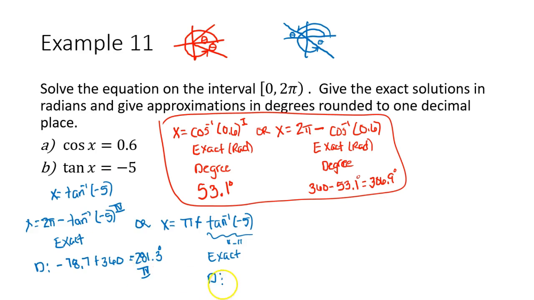And then I need to figure out my quadrant 2 angle. Remember, we said we were just going to add pi to whatever that angle was. Well, since we're in degrees, we're going to add 180 plus that negative 78.7. And my other angle is going to be 101.3. And this is going to be my quadrant 2 angle right here.